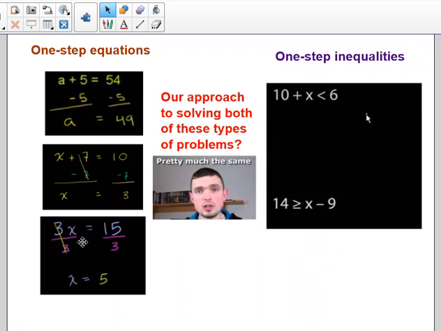Because we want to come at them the same way. We want to think about how to get this by itself, and we have to do that to both sides. We have to undo it on both sides of the inequality sign. So our approach will be very similar to what we've already done.